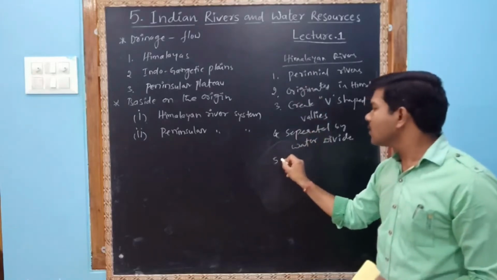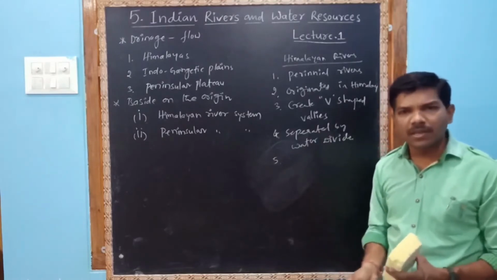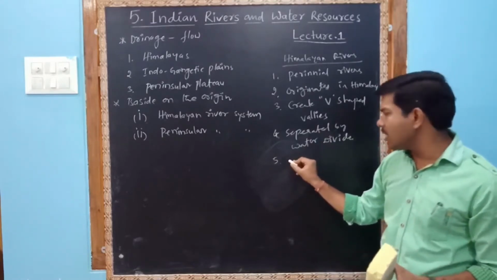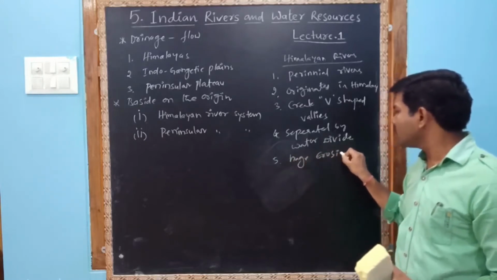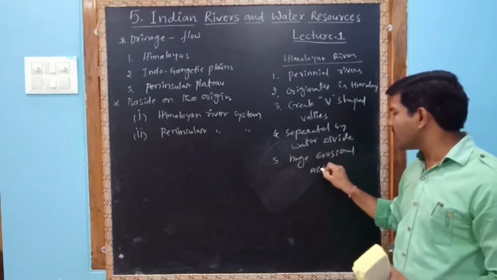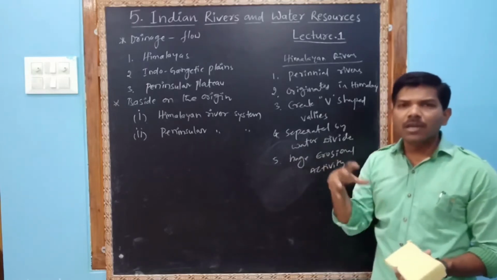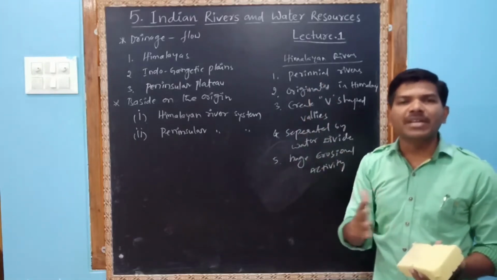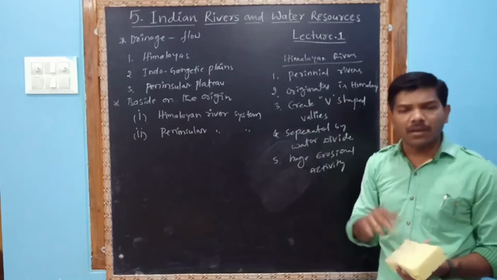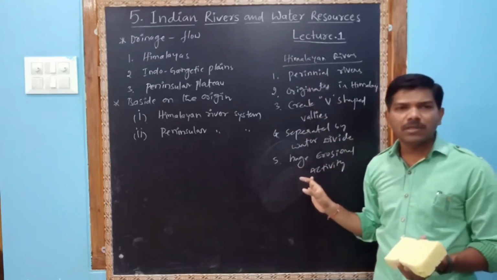There is excessive flood and excessive water, and erosional activity is very huge. We can find huge erosional activity, soil erosion. Whenever water flows, it erodes the material on the top layer of the soil. So these are the features of the Himalayan rivers.